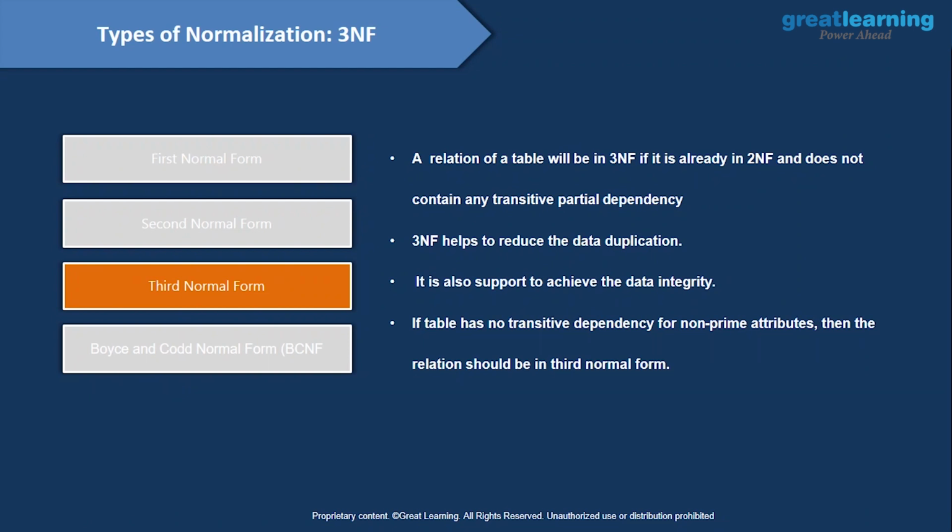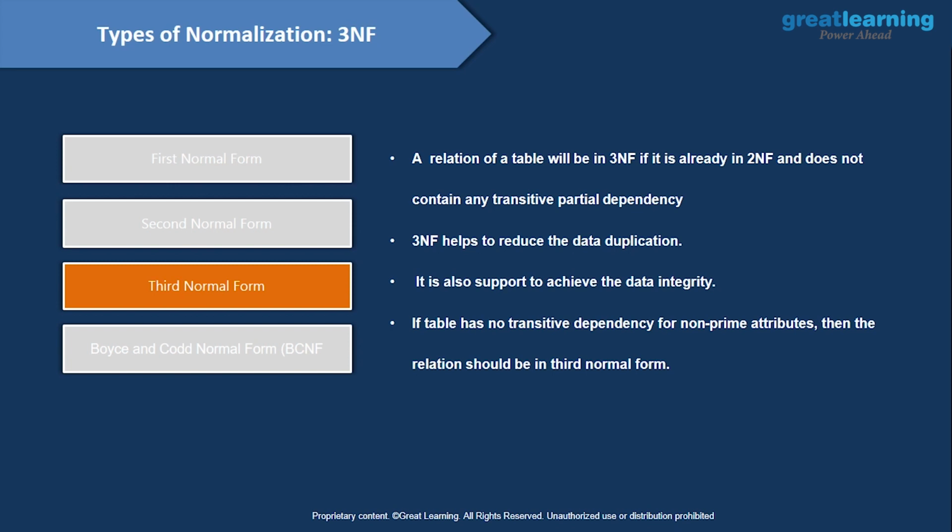A relation of a table will be in 3NF if it is already in 2NF. So it's basically a rule, or it's basically a chain. First, you need to make sure your data is in first normal form. If your data is in first normal form, then only you are allowed to go for second normal form. When you have implemented the rule for second normal form, then only you are allowed to go for third normal form. And a relation of a table will be in third normal form if it's already in second normal form and does not contain any transitive partial dependency.